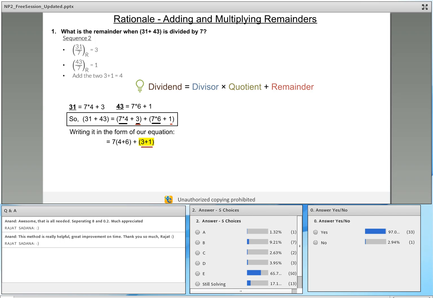All right. So which means 7 times 4 plus 6 plus 4. This term doesn't leave any remainder over here, which means our remainder is 4. Okay. You guys understand why this works?